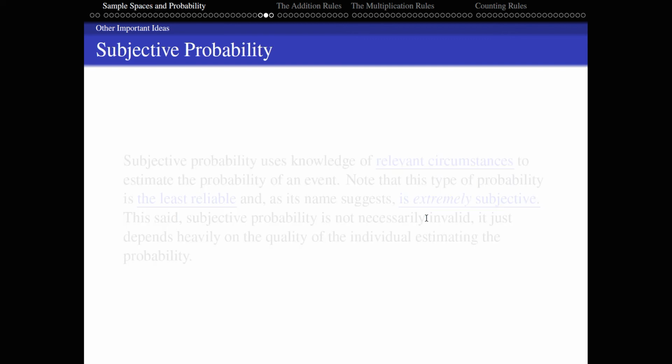This phenomenon is known as the law of large numbers. All right. Now we've talked about classical and we've talked about empirical, but I mentioned we were going to talk about subjective probability.